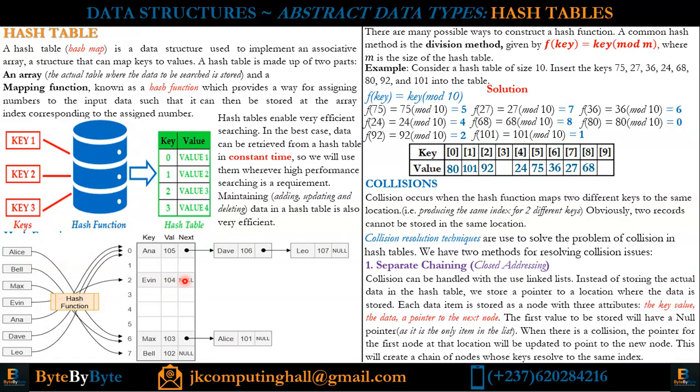When you look at this particular one, Evan is the only one stored at index 2, so its pointer is null, which is the same thing with Bell. But when it comes to Max, its pointer goes to Alice because they have the same index. And since Alice is the last item at index 6, her pointer is null. So that is how we are using a linked list to resolve collision in a hash table. As you can see, very easy.